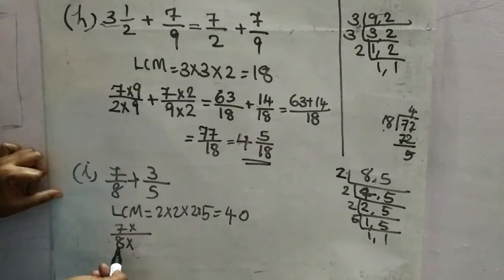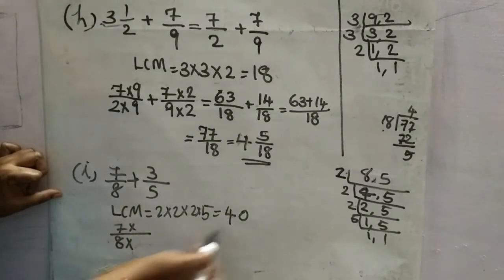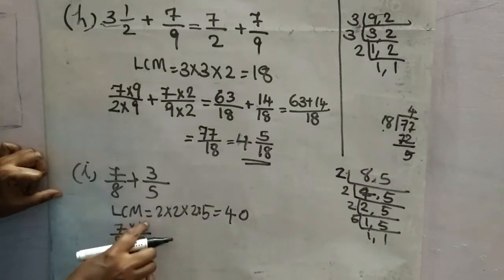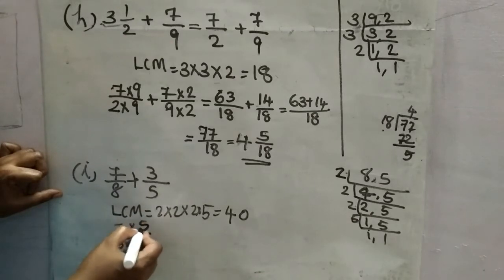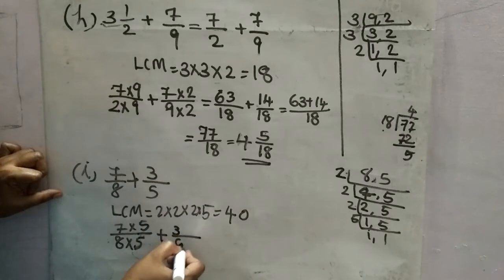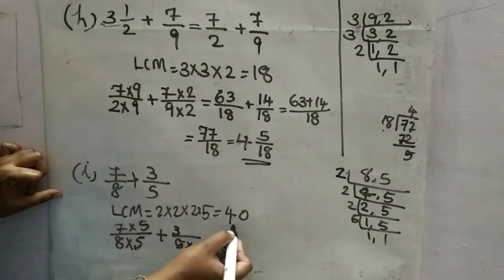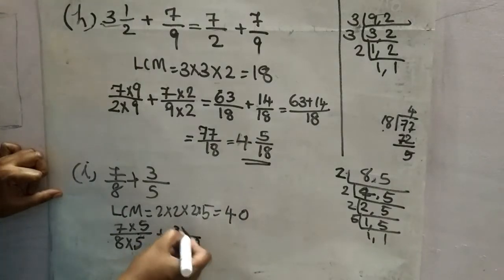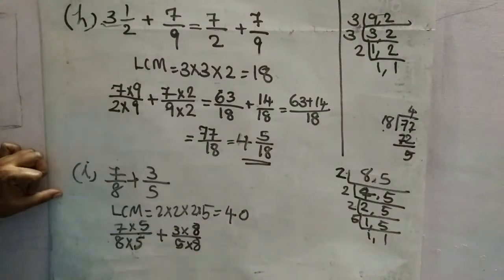So change the denominator into the LCM. 8 into which number will get 40? 8 into 5. So multiply the numerator also with 5. Then plus 3 by 5. 5 into which number will get 40? 5 8s are 40. Multiply the numerator also with 8.